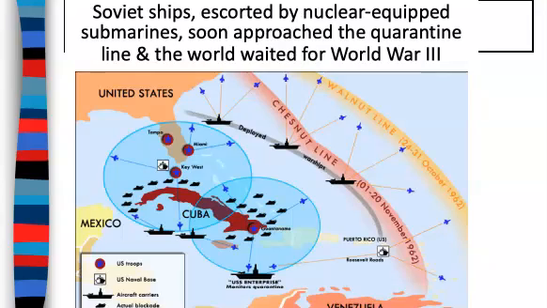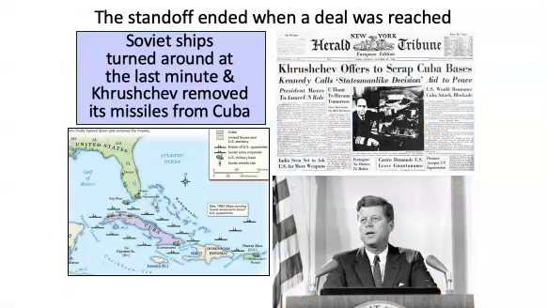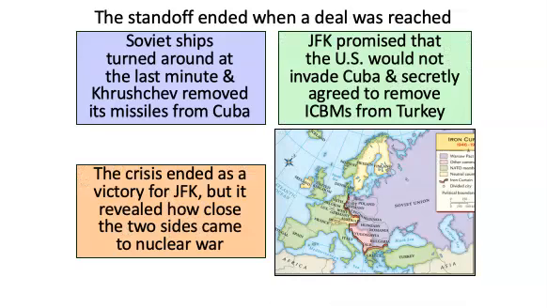Khrushchev said that if we stopped or attempted to stop the ships, this would be war. We said that if the ships kept coming, it would be war. Everybody waited for the war to begin. At the last possible second, the standoff ended and a deal was reached. Soviet ships turned around at the last minute, and Khrushchev would remove his missiles from Cuba. In addition, JFK promised that the U.S. would not invade Cuba ever again, and we secretly agreed to remove ICBMs that we had placed in Turkey.